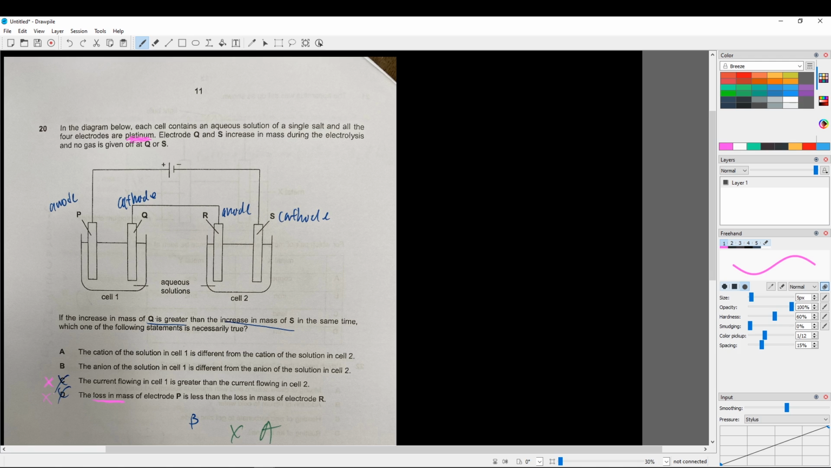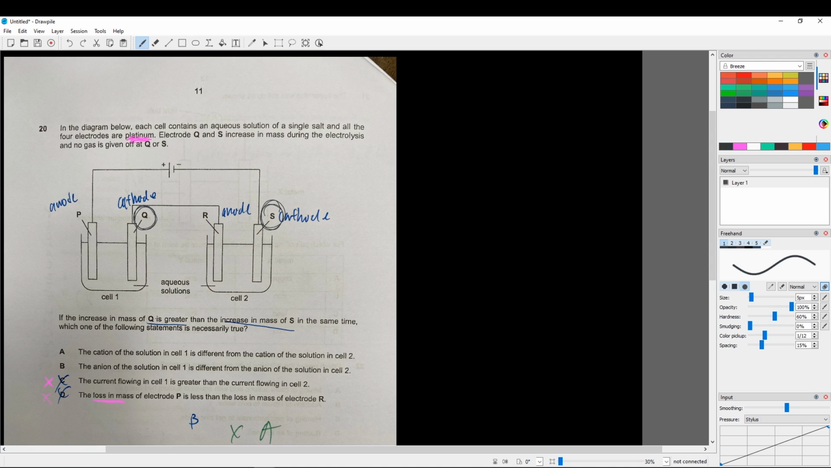So with B, it says the anion of the solution in cell 1 is different from the anion in the solution of cell 2. If you read this, it says aqueous solution of a single salt. All 4 electrodes are platinum. The focus will be Q and S, that's what you label. Q and S are both cathodes, right? So it says there is an increase in mass during the electrolysis, and no gas was given off at Q or S.